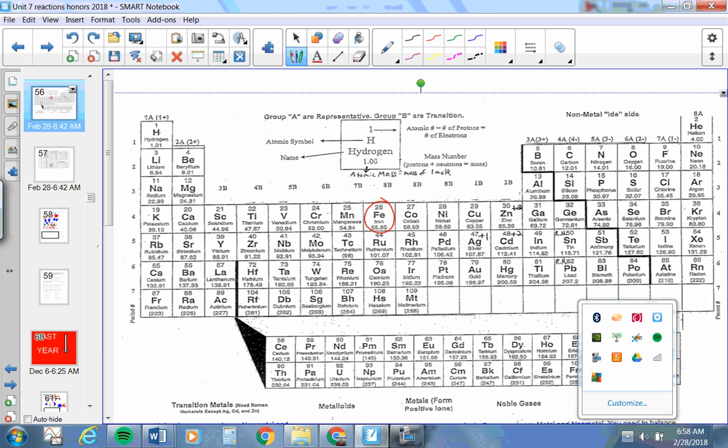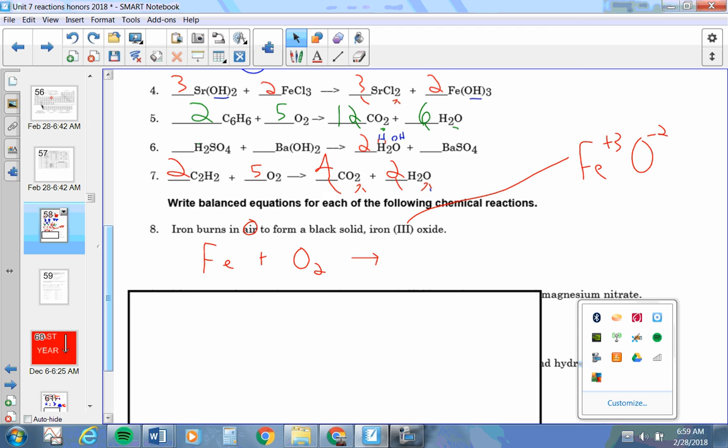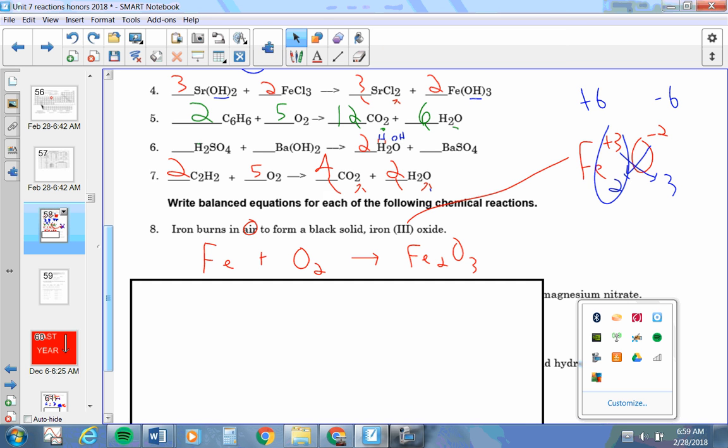For instance, the first word I knew I was going to have to find was iron. That's Fe. So when I come back here, I'm going to put iron. Burns in air. Got to remember that the thing in air that helps support combustion is O2. This black iron solid is iron 3 oxide. They're talking about the kind of iron with a +3 charge. Oxygen is a -2 charge. Therefore, it's going to take 2 +3s with 3 -2s. This is a +6, -6. Fe2O3.